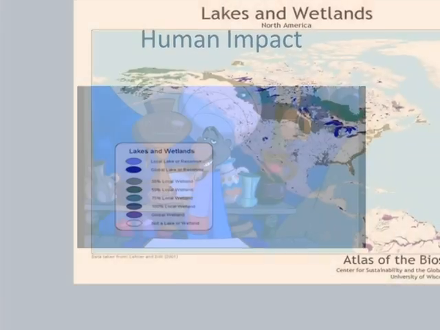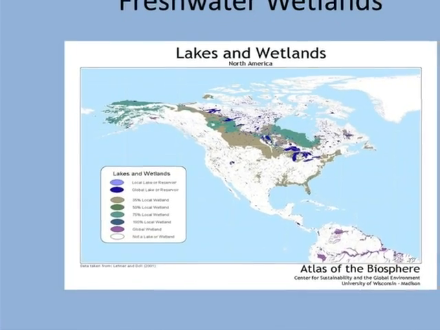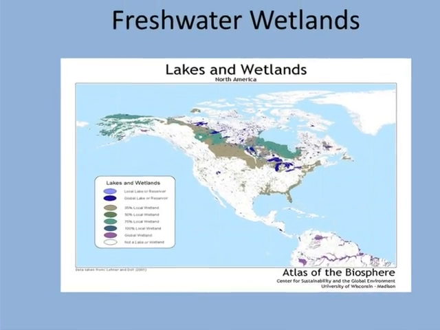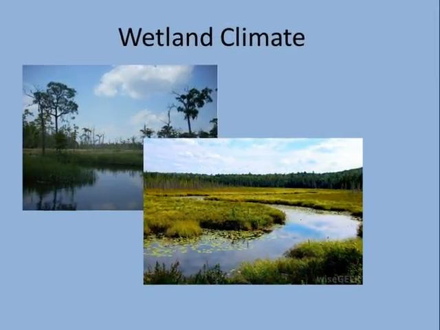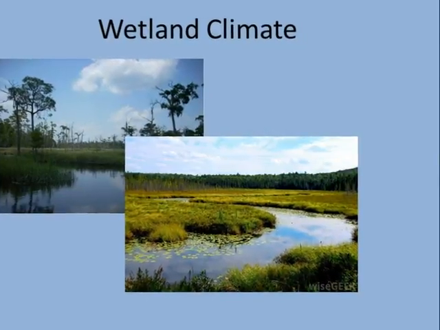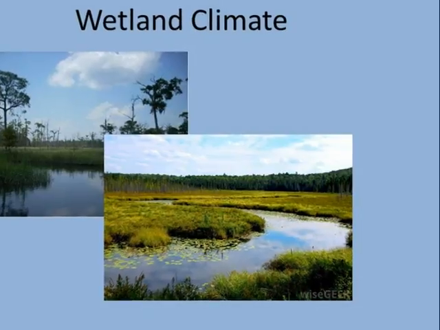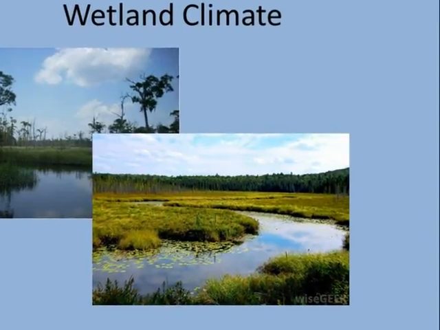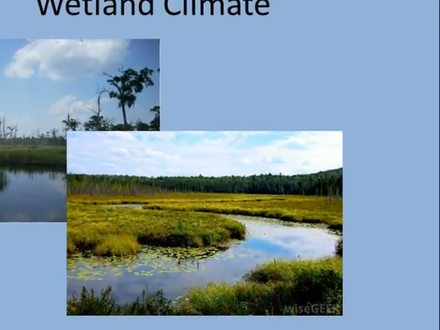Freshwater wetlands are primarily located in the northern parts of the North American continent, but they can be found in other places as well. Average temperatures for a wetland climate range from 65 degrees Fahrenheit to 75 degrees Fahrenheit in the summer and 35 degrees Fahrenheit to 45 degrees Fahrenheit in the winter. The climate of these biomes is determined by a number of factors like location, season, and depth of water.